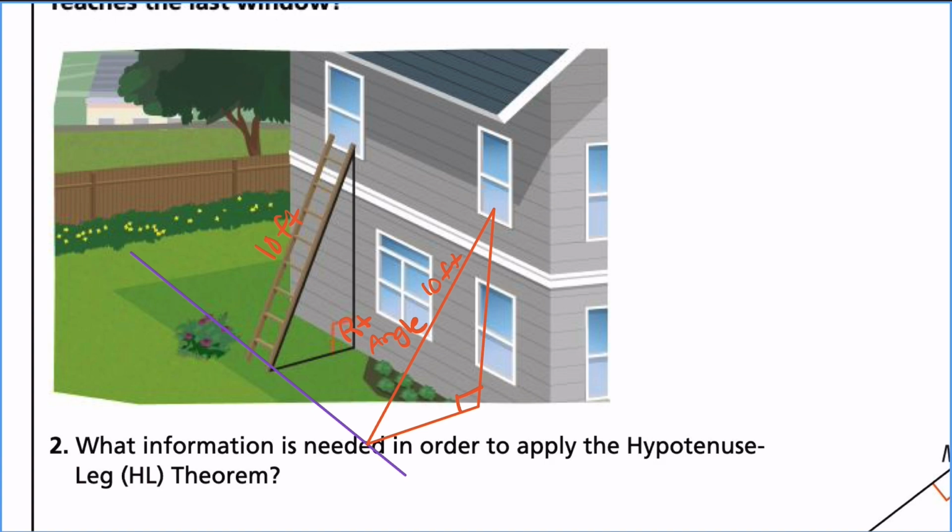which means that I want this measurement on the ground to be equivalent to this measurement on the ground, which means that we are using the hypotenuse. We have a hypotenuse that's congruent to the other hypotenuse. We have a leg congruent to another leg, and we have a right angle, meaning that we can use the HL theorem, the hypotenuse leg theorem, to make this work.